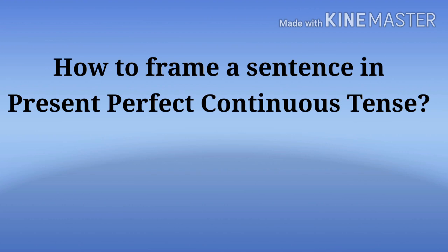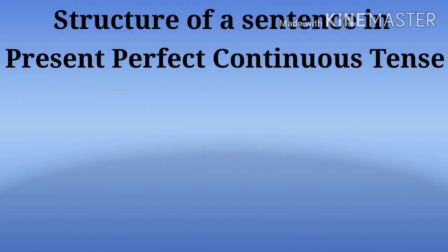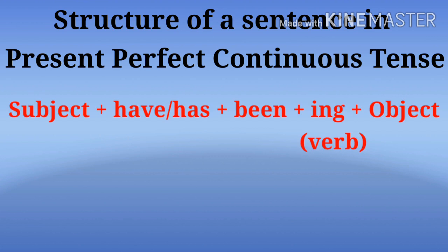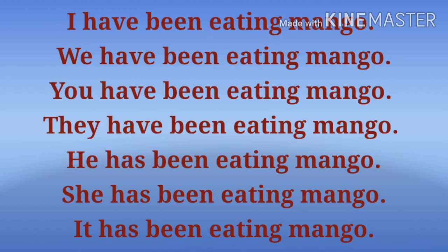Now, let us take a look at how to frame a sentence in present perfect continuous tense. The structure of a sentence in present perfect continuous tense is subject plus have or has plus been, which is the past participle form of be, plus ing form of the verb plus object. Examples: I have been eating mango. We have been eating mango. You have been eating mango. They have been eating mango. He has been eating mango. She has been eating mango. It has been eating mango.